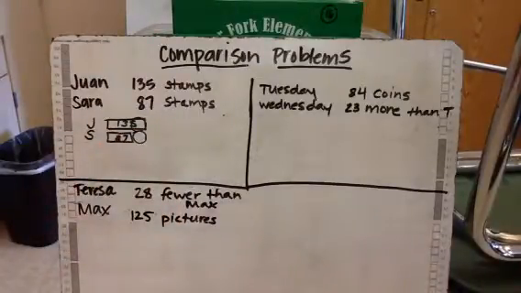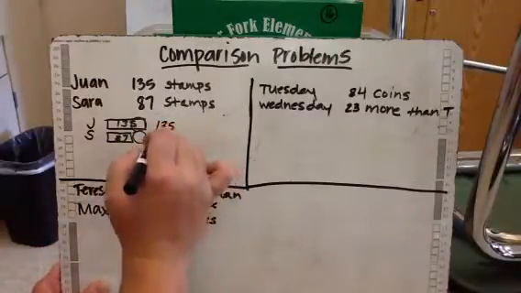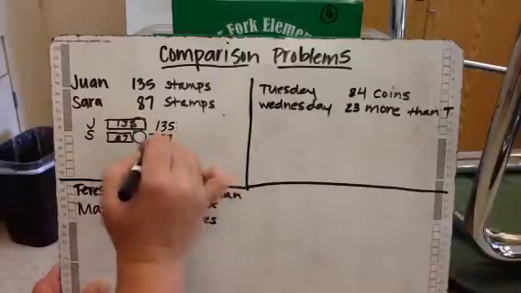So when I'm trying to figure out the difference between two values, I know that the word difference is a clue that I can be using subtraction. So I'm going to go ahead and use my subtraction of 135 minus 87.